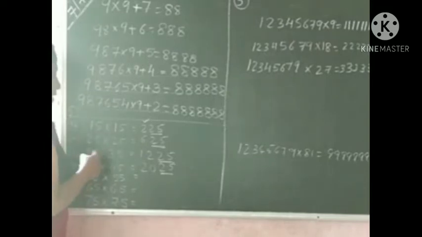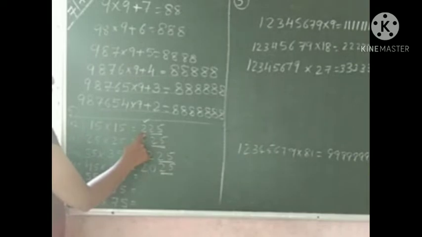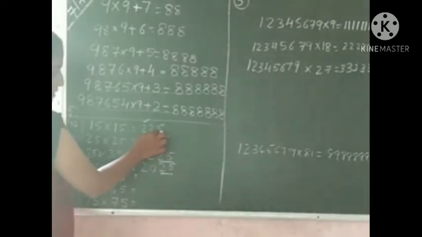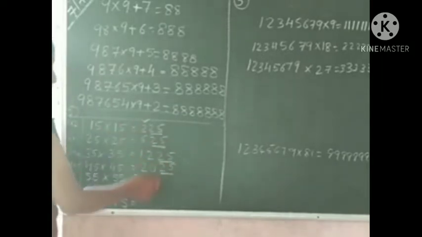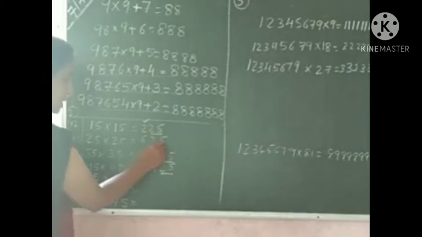After 1, what is the next number? 2. 1 into 2 you can multiply. 1 into 2 is 2. Therefore 25 is in the tens and ones place, and in the hundreds place you can write 2. 1 into 2, then the next 25 will come here.